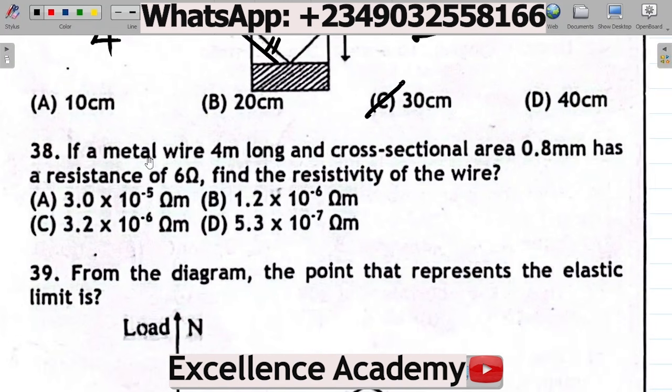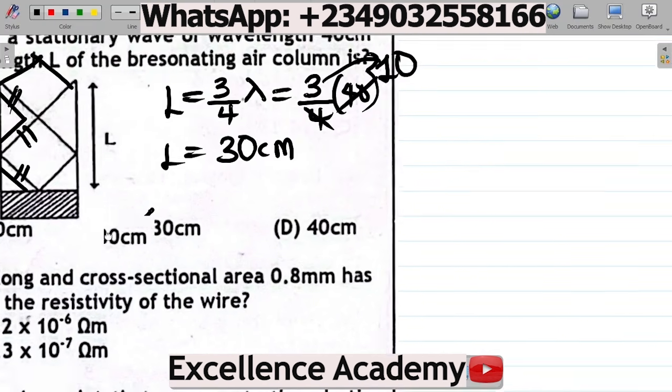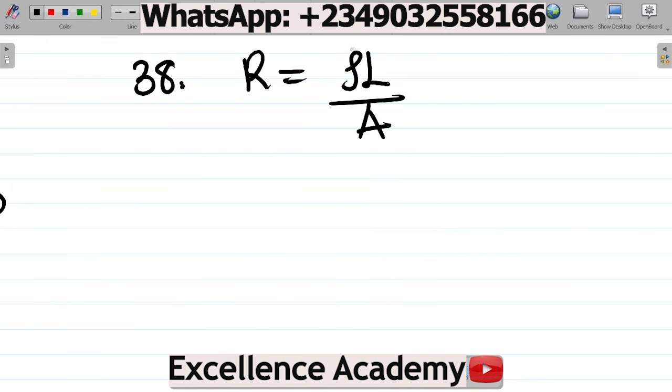Question 38 says, if a metal wire 4 meters long and cross-sectional area 0.8 millimeters squared has a resistance of 6 ohm, find the resistivity of the wire. You have option A, option B, option C, and option D. So how do you solve 38? For question 38, let's record the formula. The resistance R is equal to rho L all over A, where rho here represents resistivity.